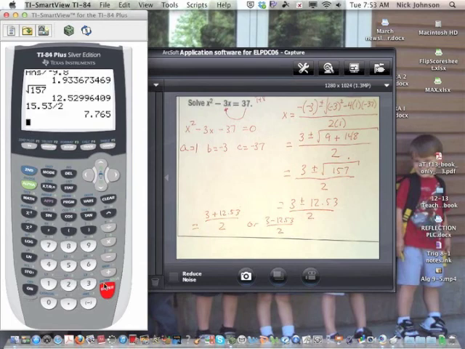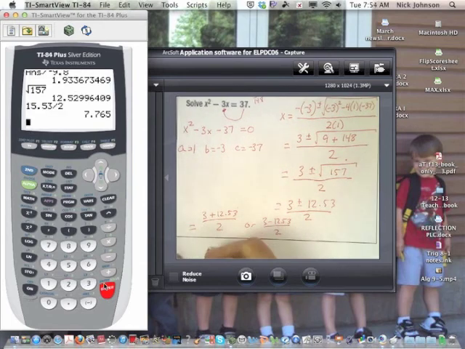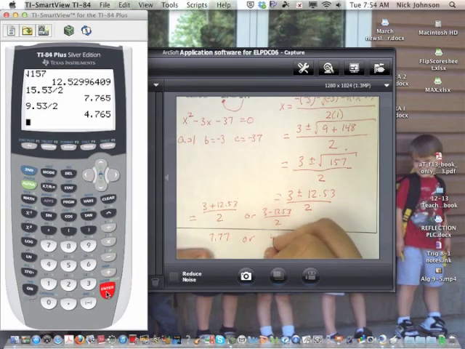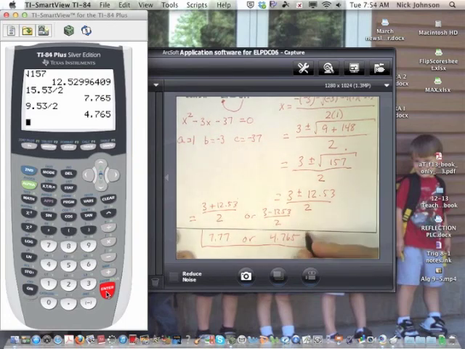You divide that by 2, you get 7.77, or 3 minus 12.53, we all know that is negative 9.53, divided by 2, and it gives you negative 4.765. And those are your two answers to your problem.